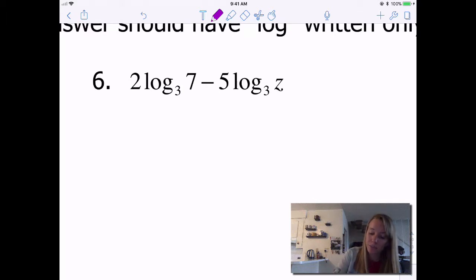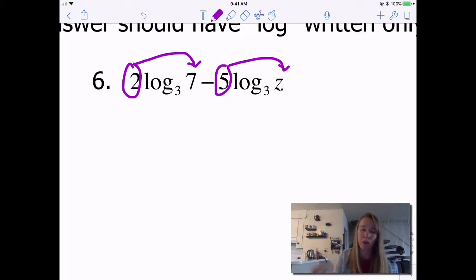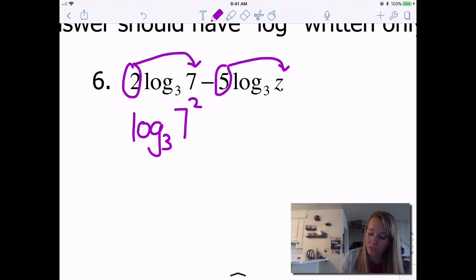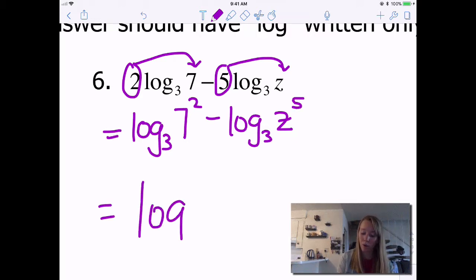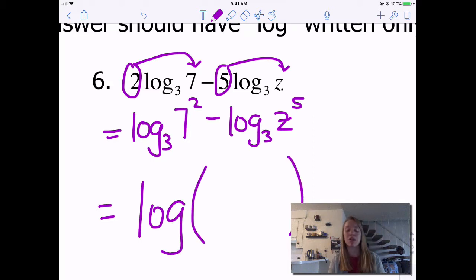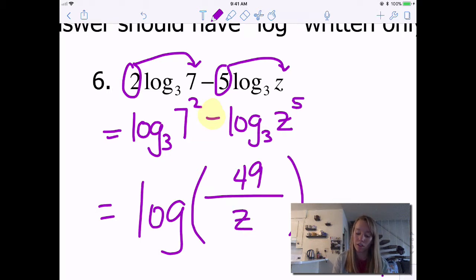Number 6, the first thing we should do is probably move up these coefficients to be exponents. So let's do that first, and then we'll combine everything. So this would be log base 3 of 7 squared minus log base 3 of z to the 5th. Okay, my goal with condensing is I just want to write log once, and then everything else can be an argument. So I zoom in on this minus. Minus relates with division. So I'll have 7 squared, which is 49, and then z to the 5th on the bottom.